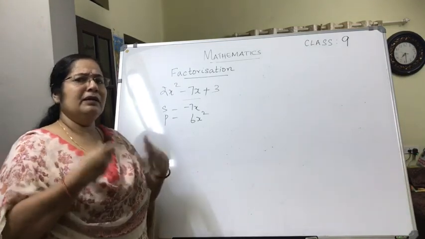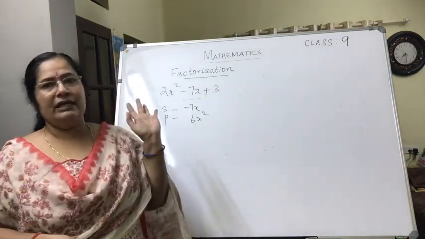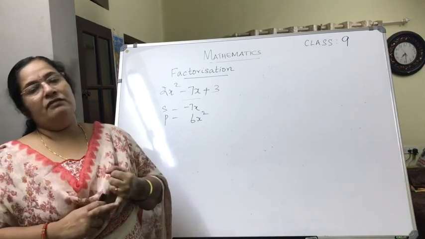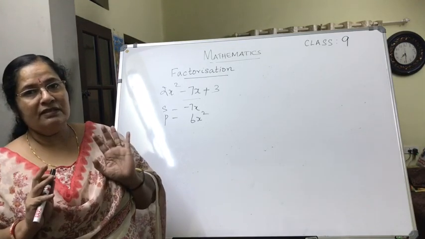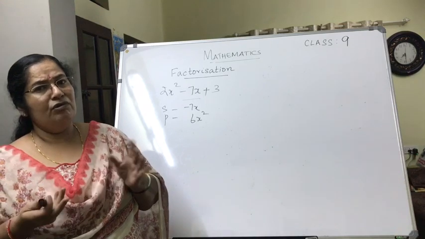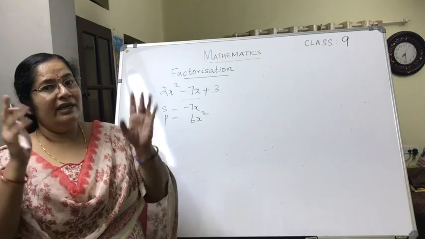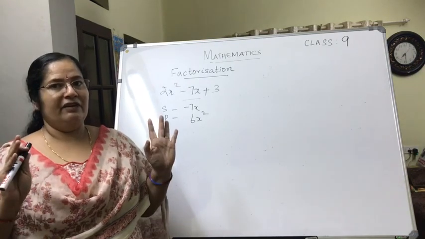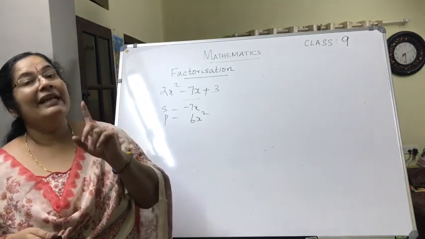So which numbers can be used so that you get the sum as 7 and product as 6? Product 6, which all cases? 2 into 3 is 6. 1 into 6 is also 6. Among these, 2 into 3, 2 plus 3 is not 7 anyway. Only 1 plus 6 can be 7. But the condition, what is the condition? Both should be negative.